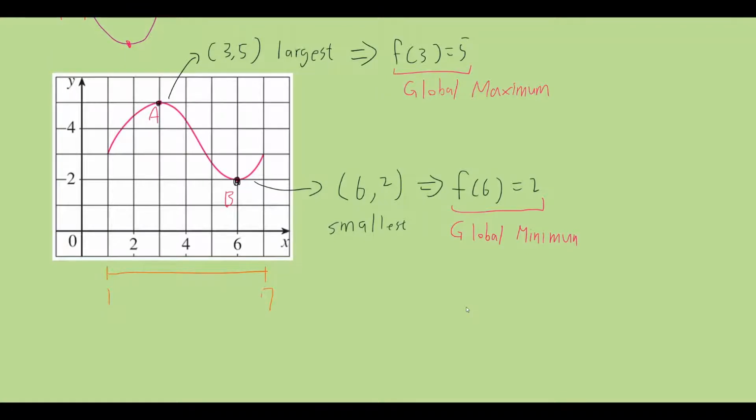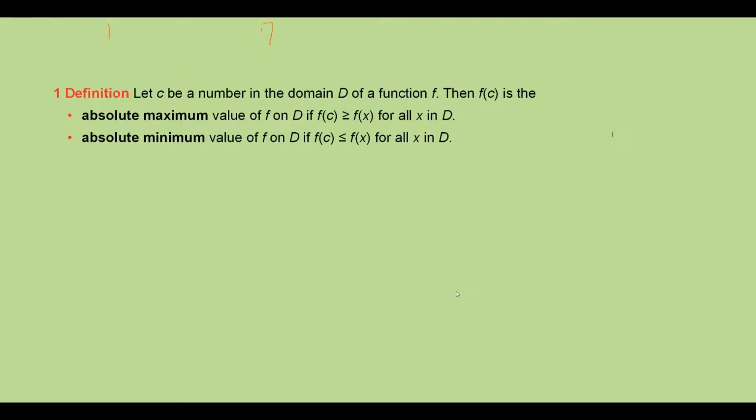Let's take a look at the definition. This is our first definition. Let c be a number in the domain D of a function f. Then f of c, which is the function value, is the absolute maximum value of f on D if f of c is greater than or equal to f of x for all x in D, or the absolute minimum value of f on D if f of c is less than or equal to f of x for all x in D.